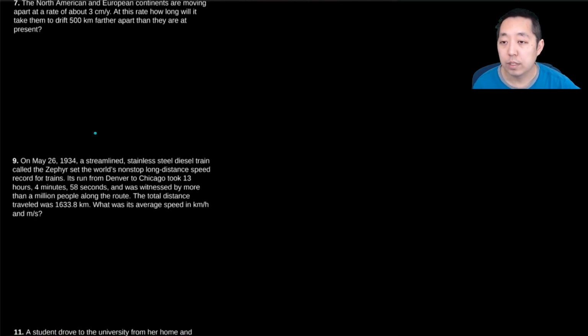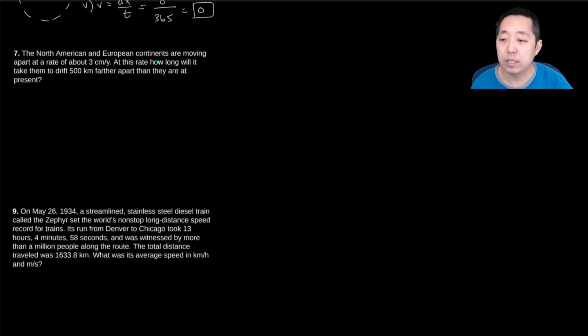Okay, number 7. North American and European continents are moving apart at a rate of about 3 centimeters per year. At this rate, how long will it take them to drift 500 kilometers farther apart than they are at present? So this is a velocity. Velocity is the displacement over time. And what are we given? We're given that the velocity is 3 centimeters per year. And we want to know when the delta x is 500 kilometers. And so we want to find what t is equal to.